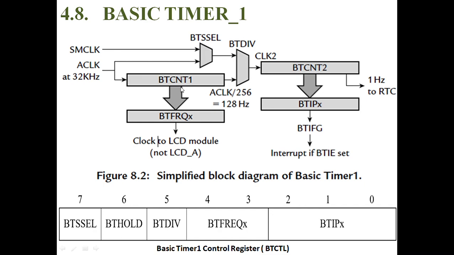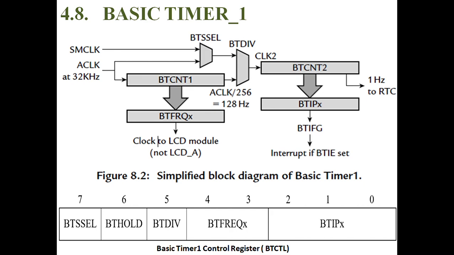So this is the basic timer control counters. Counter 1 and counter 2 will be controlled by using the basic timer 1 control register. First, basic timer counter 1 is sourcing from the auxiliary clock, which provides a 32 kHz clock frequency, that is giving to the basic timer frequency. So here we can generate the desired LCD clock frequency.